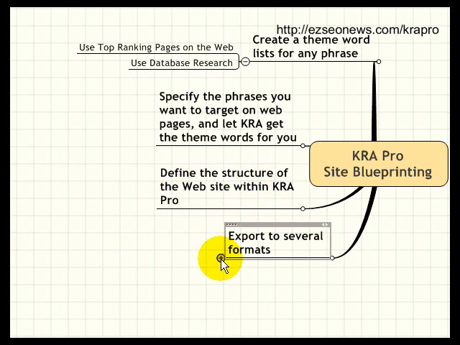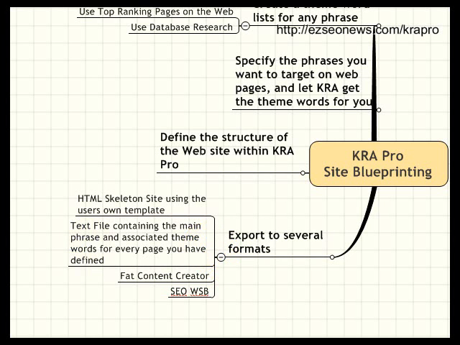And that brings us on to the export formats. What I wanted here was to have several options. Firstly, I wanted to be able to export to a skeleton website so that you could define the complete structure of your site in KRA Pro and then get KRA Pro to basically create the site for you. There will be no content added, obviously, because KRA Pro doesn't add content, but it will create the web pages based on the template of the user. The user can create a template using placeholders or tokens, or whatever you want to call them. KRA Pro will use that and create the entire site for you, including subdirectories and home page and all the rest of it. So that's one export format.